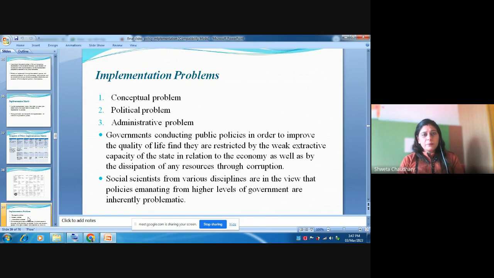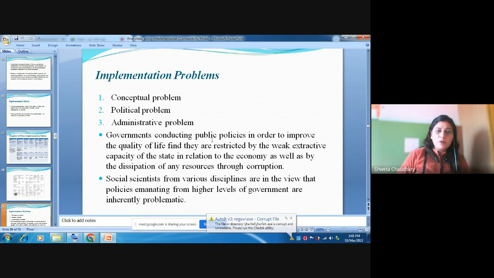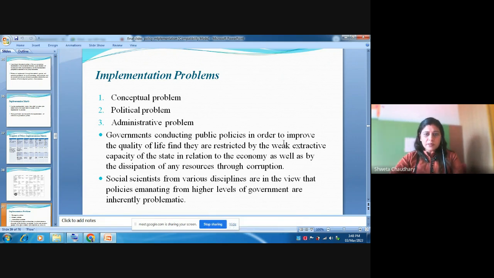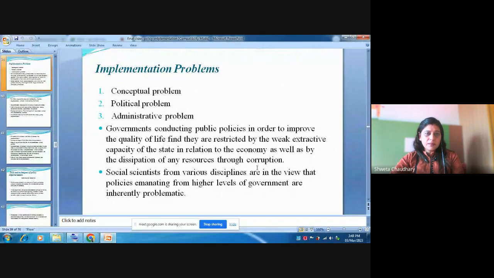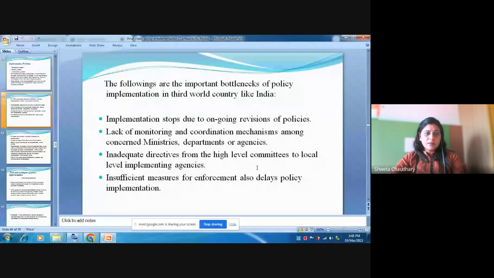Then we have implementation problems. We have conceptual problems, political problems, and administrative problems. Moving on to conceptual problems, governments conducting public policies in order to improve the quality of life find they are restricted by the weak extractive capacity of the state in relation to the economy, as well as by the loss of resources through corruption. What is the basic concept regarding the implementation?